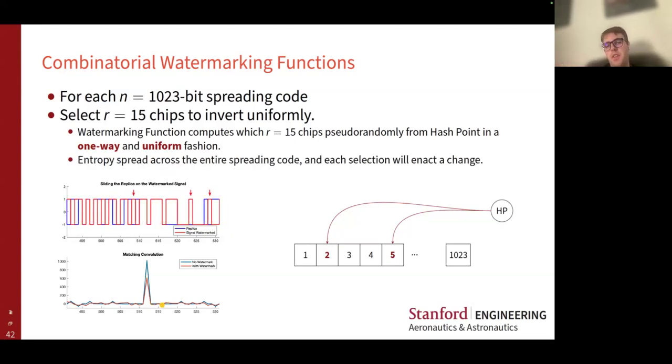In doing this, we ensure that entropy is spread across the entire spreading code, and every single cryptographic operation enacts a change. When I take the wheel code from L1C and replace it with a pseudorandom sequence, sometimes the new sequence will align with the old sequence, which would mean no change. In this watermark, we're inverting, so every single inversion enacts a change. And because there's exactly 15, the degradation is constant. It's random, but the degradation will be exactly 15.